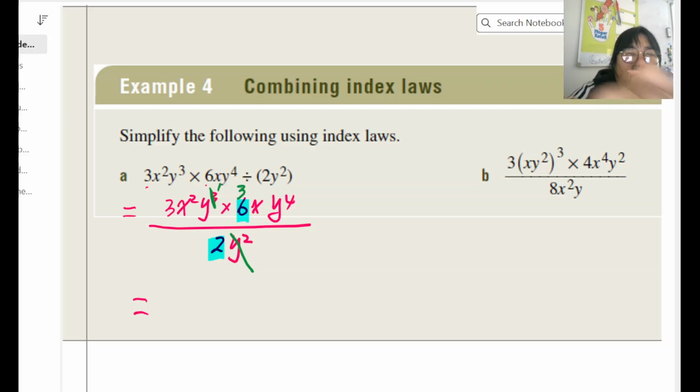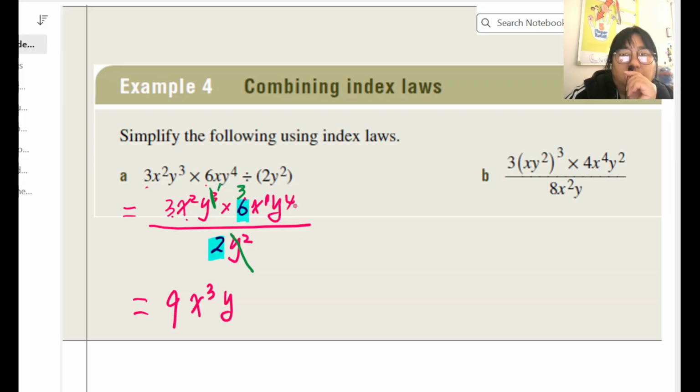And now I can write down the solution. So 3 times 3 will be equal to 9. x squared times x to the power of 1, so x cubed. And y to the power of 1 times y to the power of 4, so that is 5. So that is your final answer.